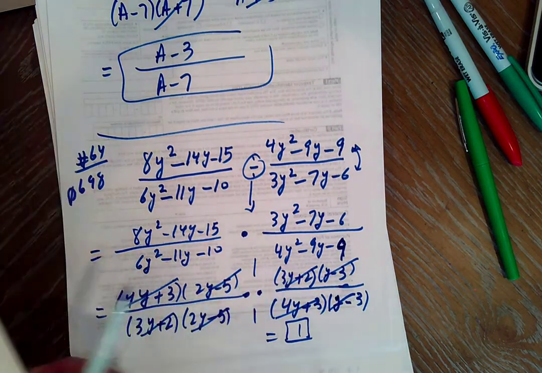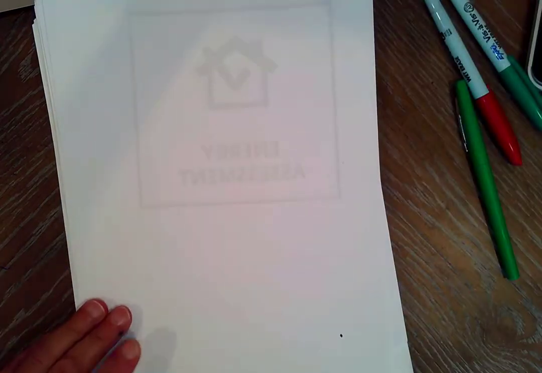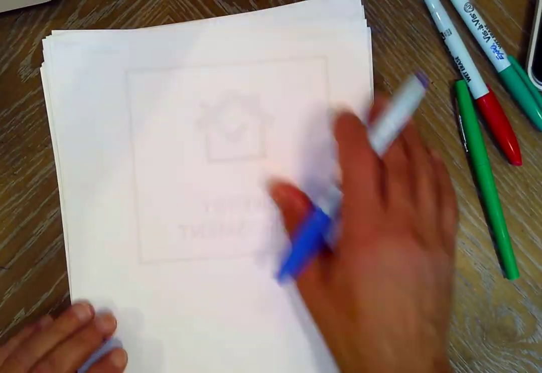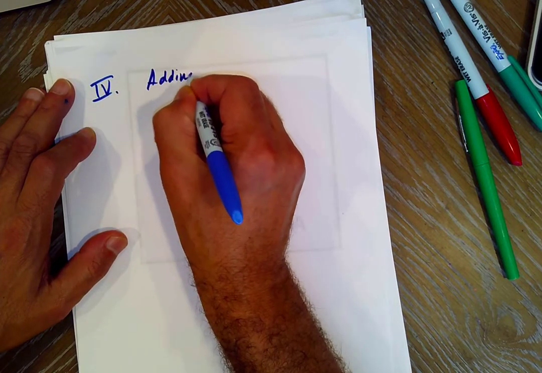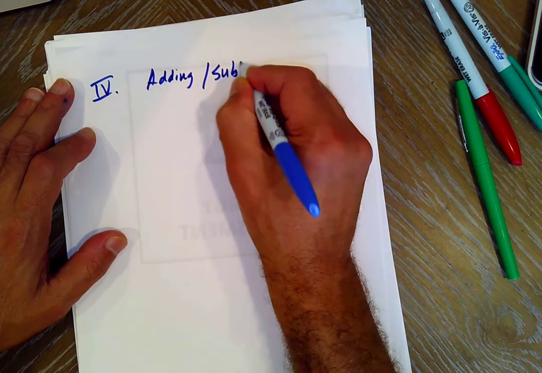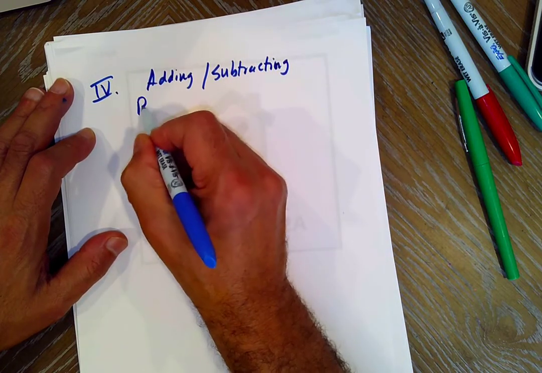Okay. So we've done simplifying, multiplying and dividing. Next, we're going to talk about adding and subtracting rational expressions.